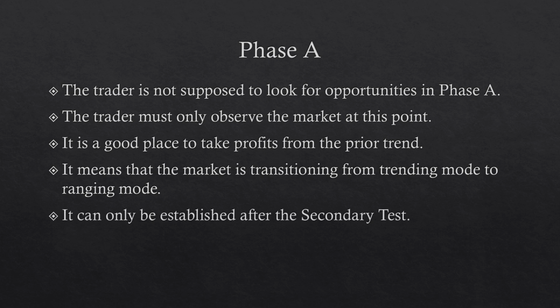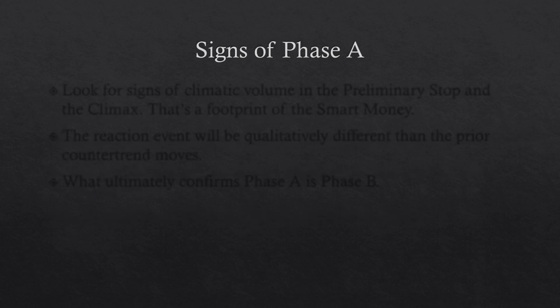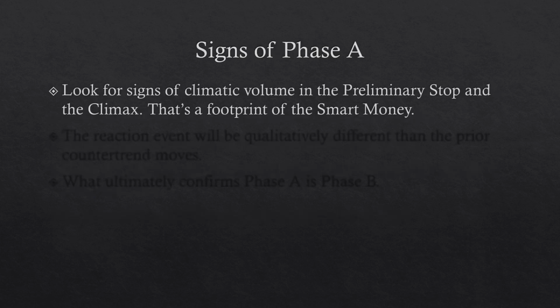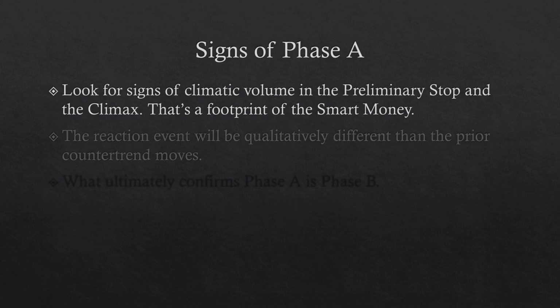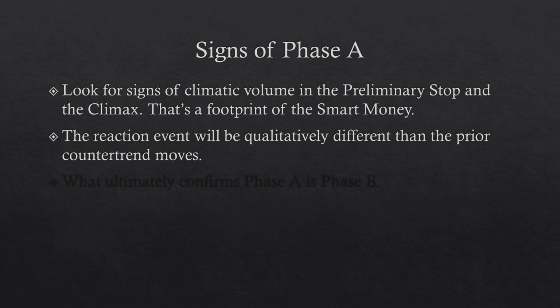There are 3 quick signs a trader should pay attention to in order to avoid the problem of incorrectly identifying Phase A. Number 1. Look for a climatic volume either in the preliminary stop or the climax. That is an indication that the smart money is in fact starting a campaign to reverse the market. Number 2. Pay attention to the reaction event. The reaction will provide further confirmation about the subtle signs of counter-trend volume found in the preliminary stop and climax. The reaction move tends to look qualitatively different than the previous counter-trend moves.